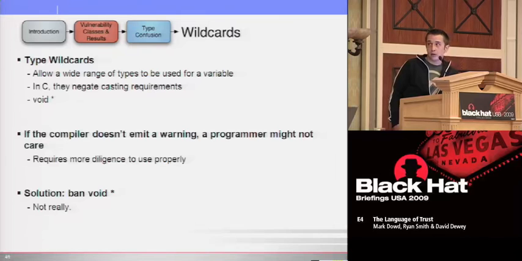So with type wildcards, these allow a wide range of types to be used for a specific variable and completely negate the casting requirements for a C compiler. The specific thing that we're talking about with type wildcards is a void star pointer. Because when the wrong types are used and a void star is used, the compiler will not emit a warning, and because of that, the programmer may either not notice or not care at all. And because of that, it requires more diligent use to use properly. And we believe the solution is to ban void star. Not really, though, Microsoft.